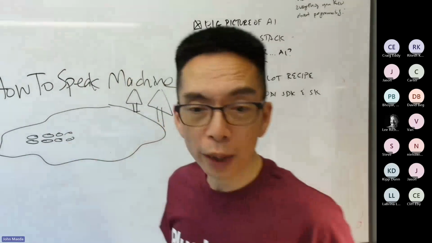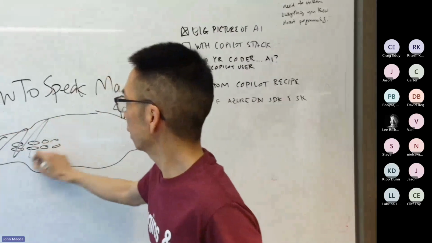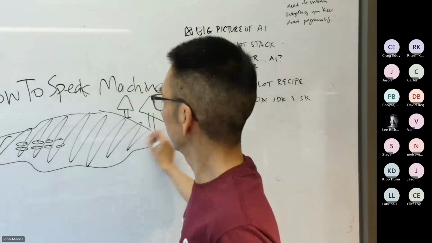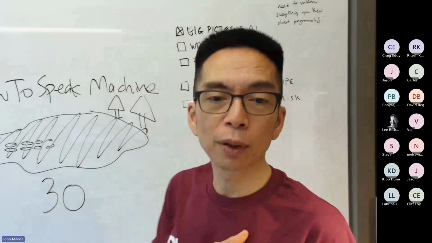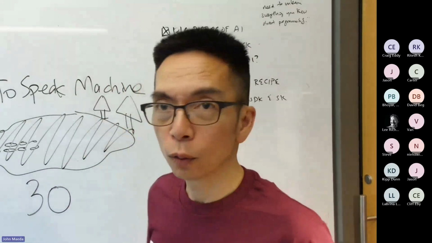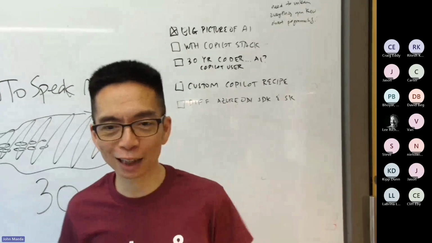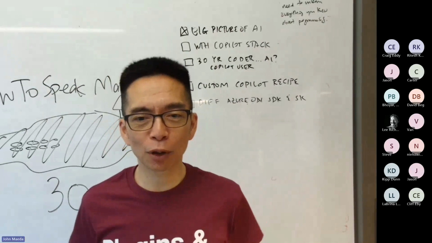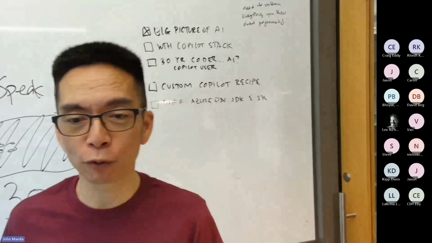Okay, so the way the British riddle goes is on day 30, the pond is completely covered with lily pads. On what day is it half full? Okay, answer in the chat. What day is that pond half full? Day 30 is full. What day is it half full?